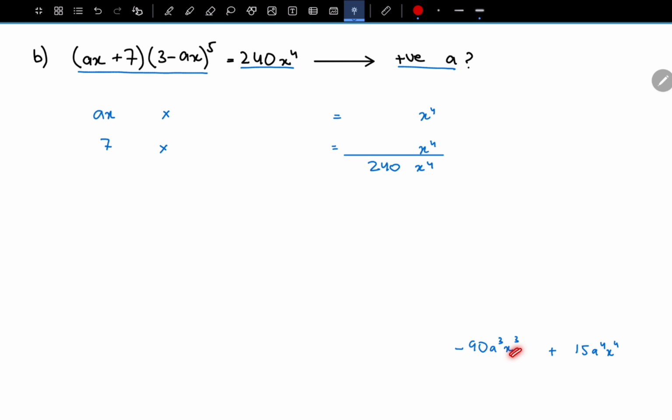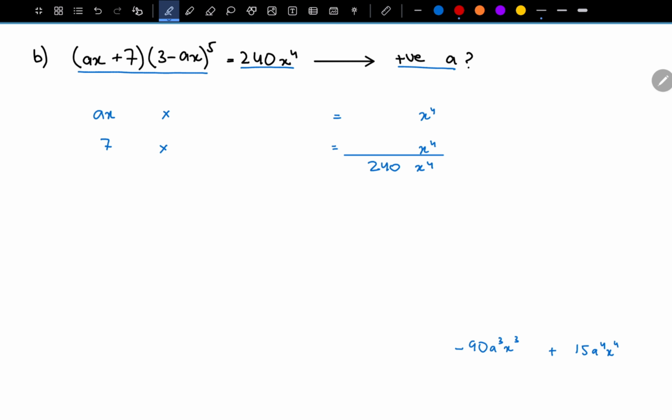Now if we look at the answer that we found, we can see that in the first term, the x cube is already given, and if we multiply it by ax, the final answer will be equal to x to the power of 4. If we multiply this by 7, the final answer will be x cube, which we do not need. So we will be multiplying ax to the first term and 7 to the second term to get x to the power of 4 from both these values.